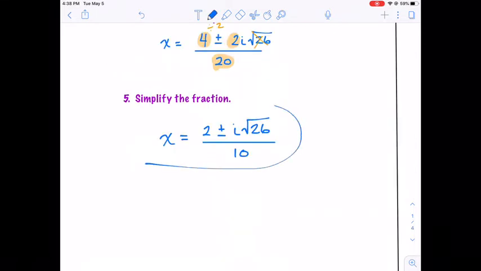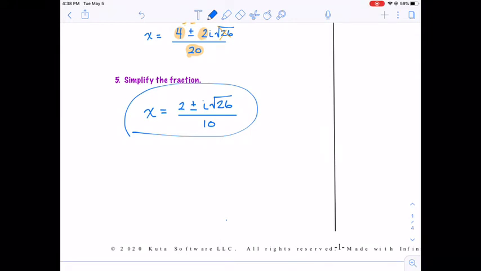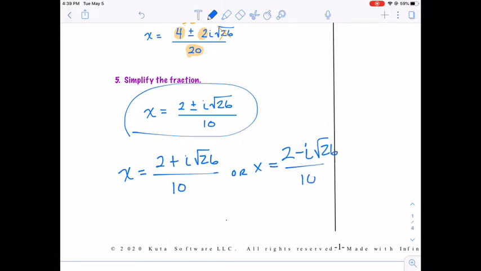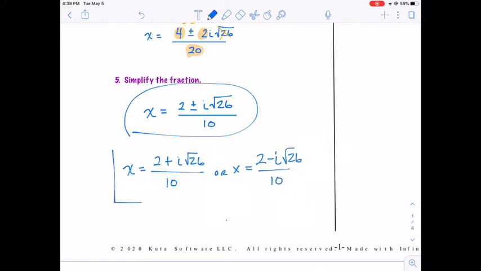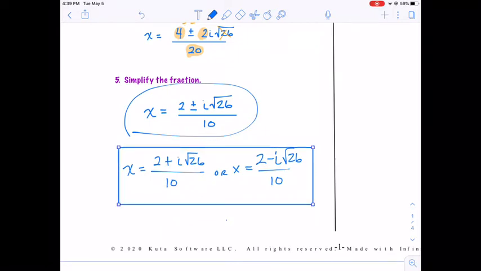So you can leave your answer in this form, where that plus or minus means I'm adding or subtracting. You could write those as two different expressions. X equals 2 plus i square root of 26 over 10, or x equals 2 minus i square root of 26 over 10. That is an alternative way to write your two answers. I'm fine with either way.